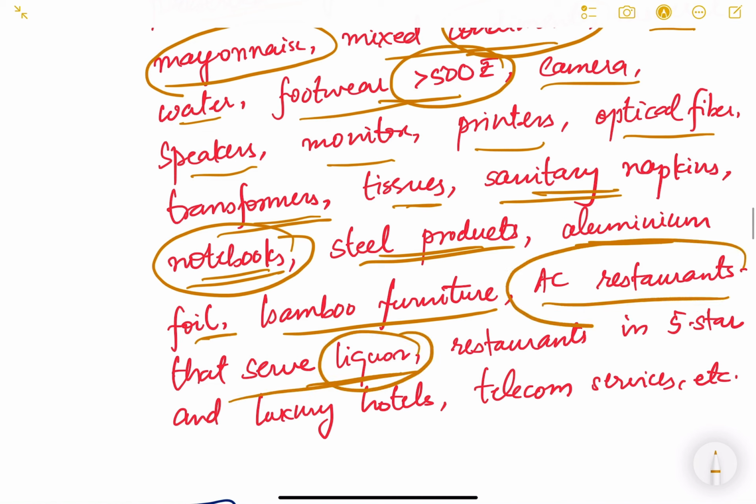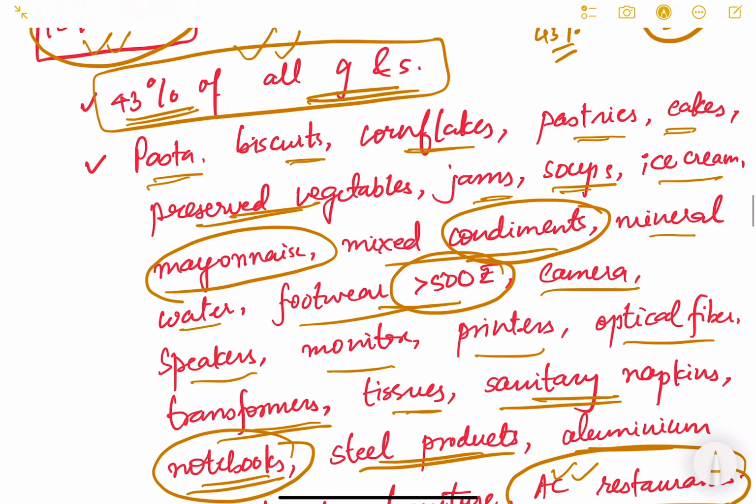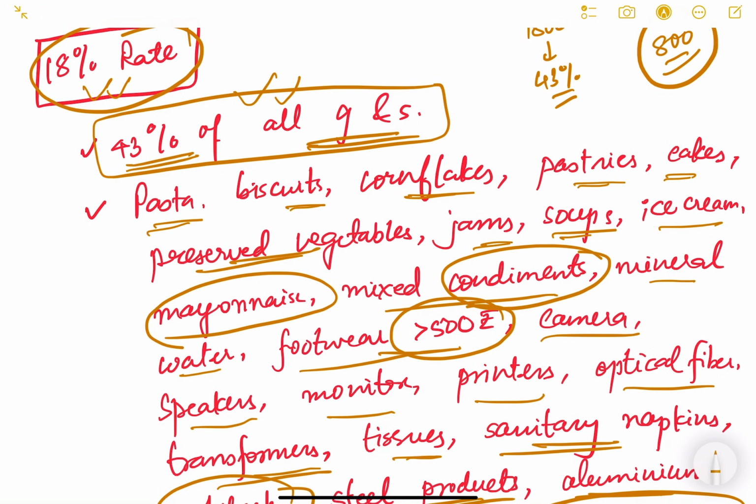Okay, restaurants that serve liquor which is air conditioned, restaurants in 5-star and luxury hotels again 18%, and telecom services. So these are all taxed at 18%. Friends, you just watch this video 2-3 times again and again, and you just try to listen to it. Automatically it will fit into your memory.